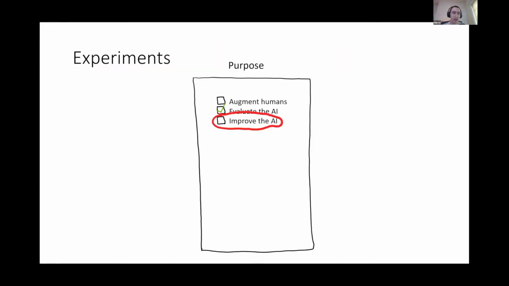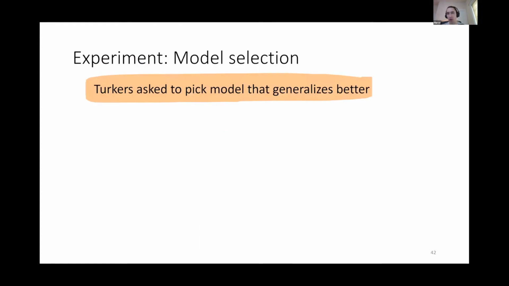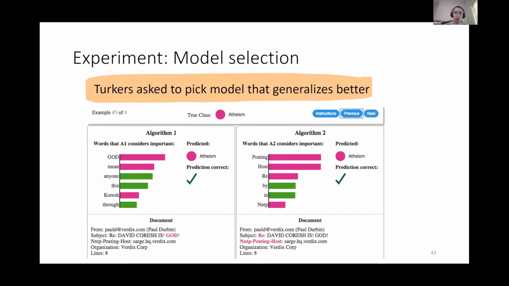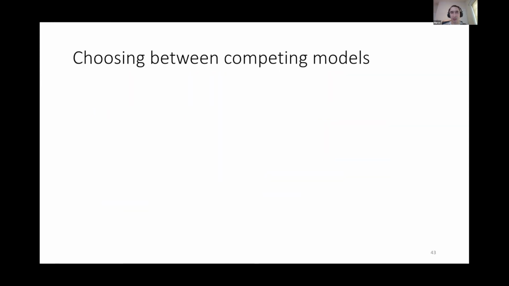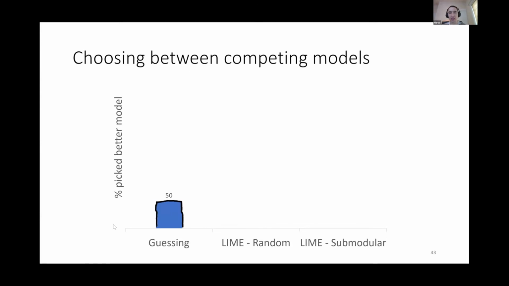In terms of improving the AI, we had a couple of experiments. One, we're getting Turkers to do model selection. So we're showing them two models side by side with explanations and asking them, which model do you think is going to generalize better? So we're measuring how often do they pick the model that generalizes better as measured on a different data set. If they just guessed, they would have picked the right one 50% of the time.